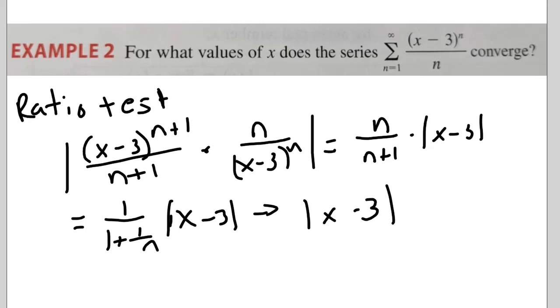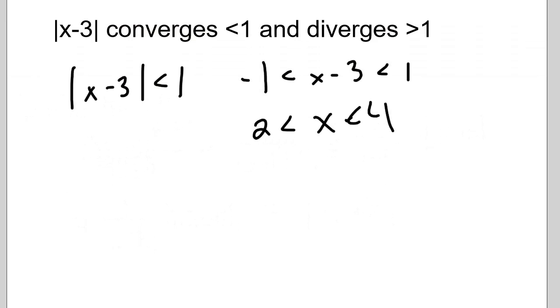So this basically goes down to the absolute value of x minus 3. We now have to set up the ratio test, and we know that the ratio test converges when it's less than 1 and diverges when it's greater than 1. So I have the absolute value of x minus 3 is less than 1, which means -1 is less than x minus 3 is less than 1.